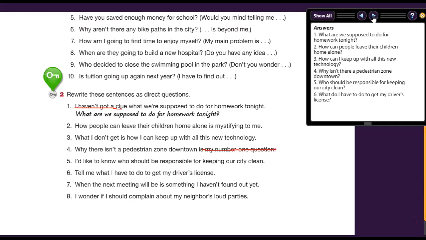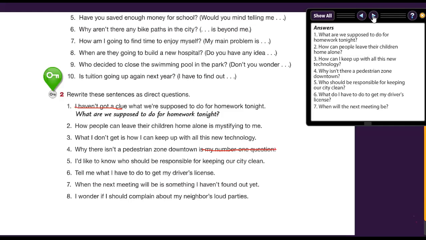Correct. Number 7. When the next meeting will be something I haven't found out yet. When the next meeting will be? Nope. Question 4. When will the next meeting? The verb? Be. Exactly. When will the next meeting be?